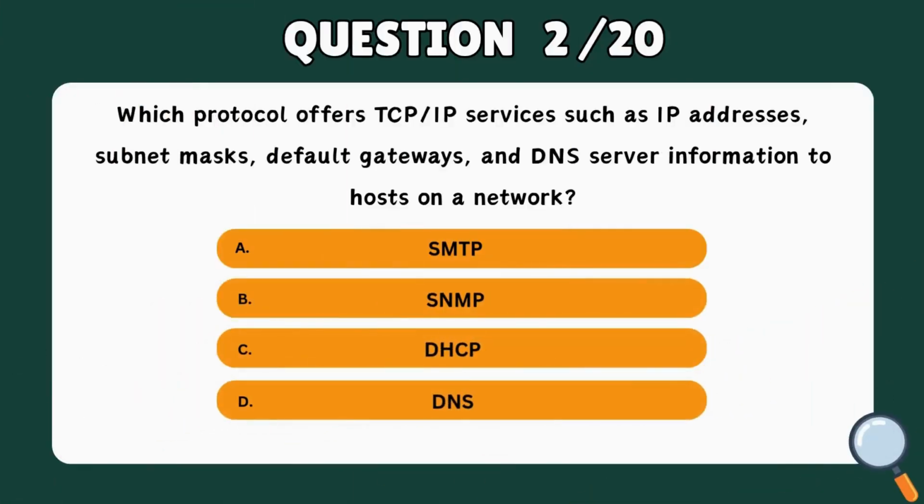Question 2. Which protocol offers TCP/IP services such as IP addresses, subnet masks, default gateways, and DNS server information to hosts on a network? A. SMTP. B. SNMP. C. DHCP. D. DNS.